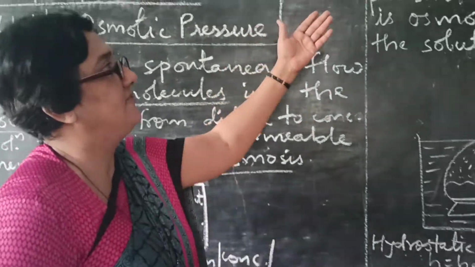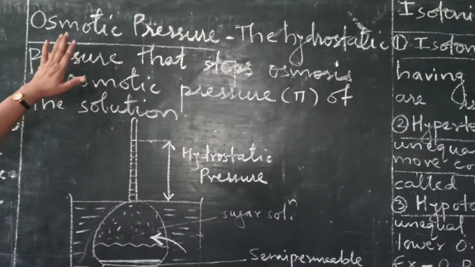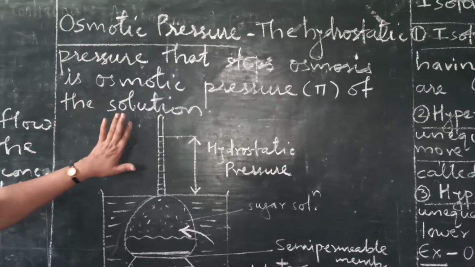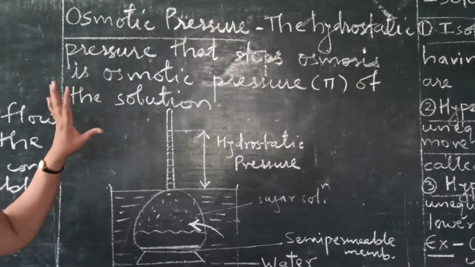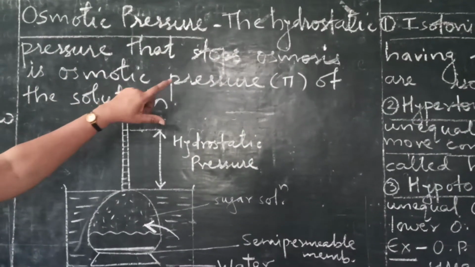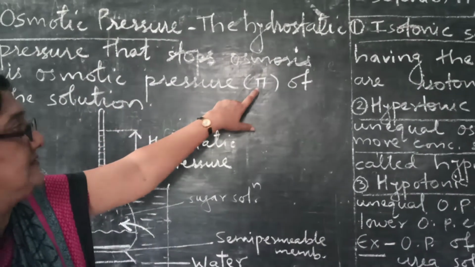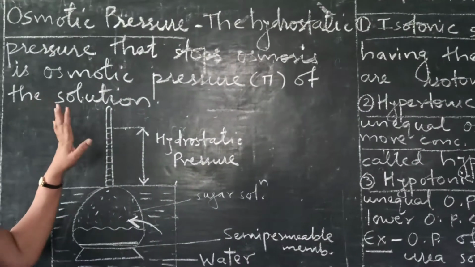Now the next definition is osmotic pressure. What is osmotic pressure? As the name indicates, pressure means there is some pressure which stops the osmosis. The hydrostatic pressure that stops osmosis is osmotic pressure, which is indicated by the symbol pi of the solution.